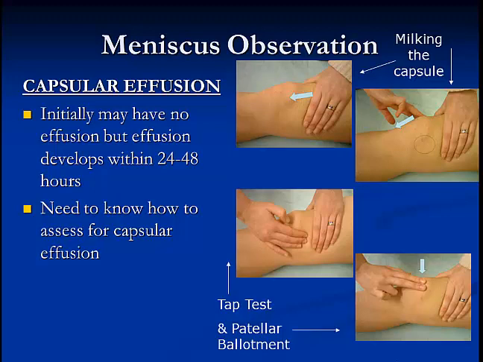So, for example, if an individual comes in for an evaluation after an acute knee injury, you rule out the ACL tear because they're not capsular effused, they have a negative Lachman, a negative anterior drawer, but they do have joint line tenderness. You may want to indicate to the patient there's a possibility that they have torn their meniscus. We're going to wait another 24 to 48 hours and see how they respond with regard to the capsular effusion.